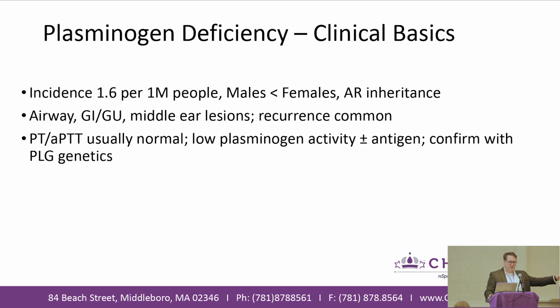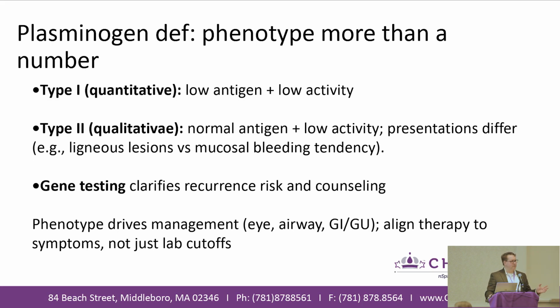Look at whether the problem is not with making a clot, but with breaking it down too quickly. And we can look at activity and antigen of those. With the plasminogen protein, we confirm with genetics. Like the other disorders, we've got a type 1 that's quantitative, a type 2 that's qualitative, and we can confirm with genetics.